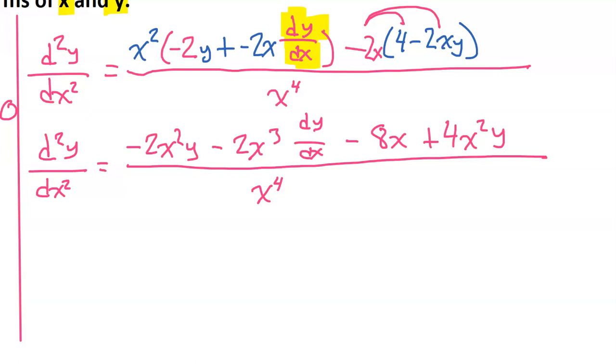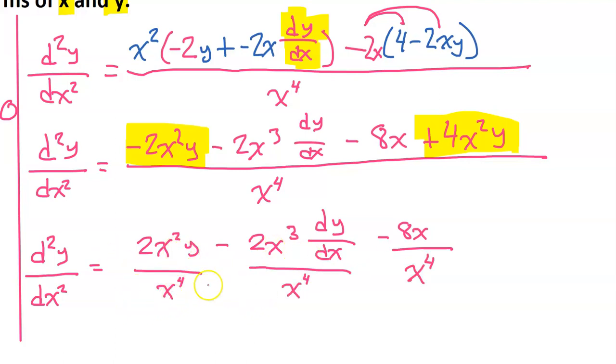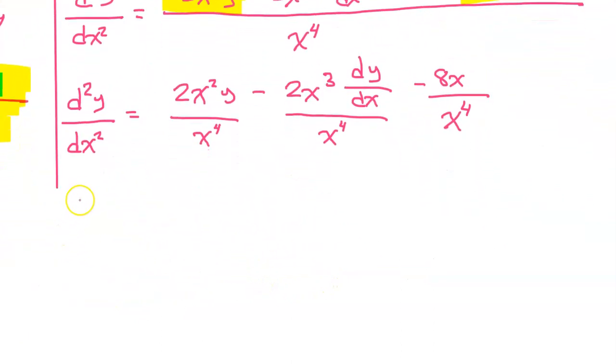I'm noticing that we do have like terms here and here. So I'm going to go ahead and combine those and make 2x squared y. So now we have this. On my next step, I'm going to divide every term by x to the 4th power. So I'm doing this. I think I'll just go ahead and do this in real time.